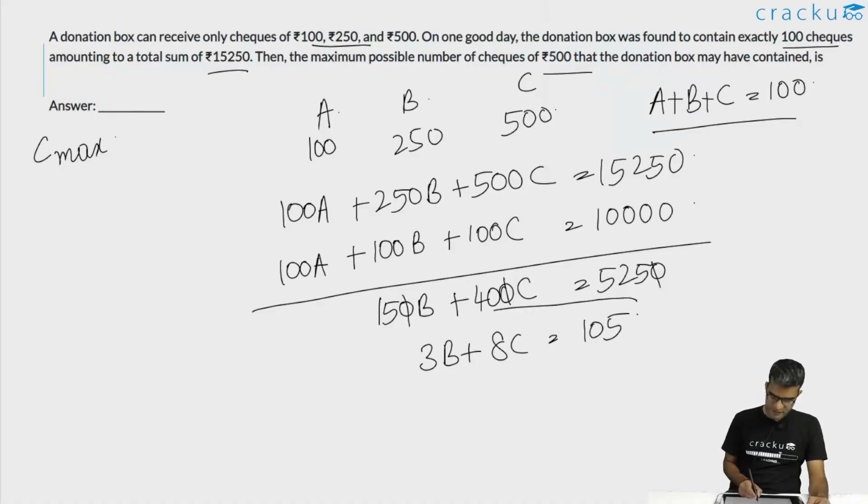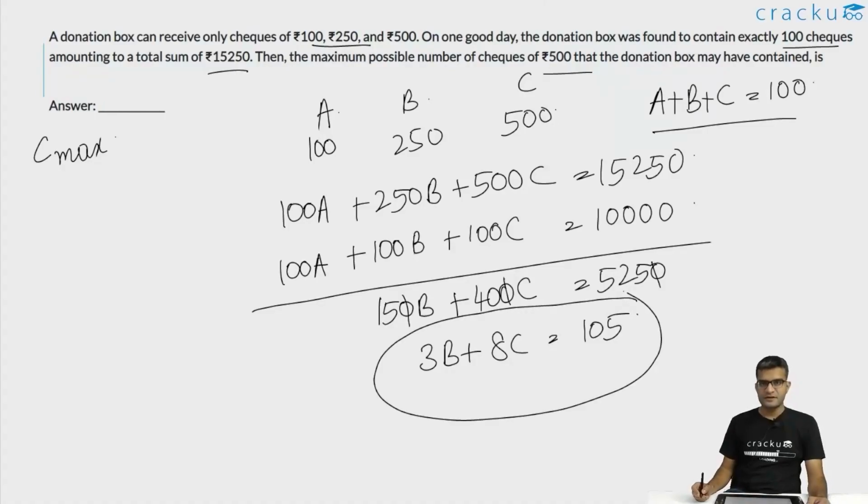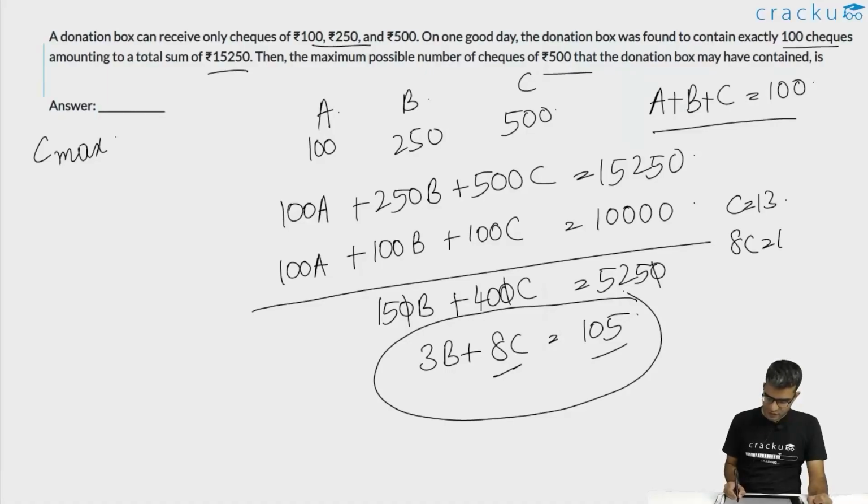Here, what is the maximum possible value of C? You know that 8C has to be less than 105. So let us look at the multiples of 8 which are less than 105. The largest multiple is 104. So if C is equal to 13, 8C will be equal to 104, and the value of 3B will be equal to 1. But in this particular case, B is not an integer. We want A, B and C, all of them should be whole numbers. That is, they should be greater than or equal to 0, and they should be integers. They can't be 1 by 3. So C cannot be equal to 13.